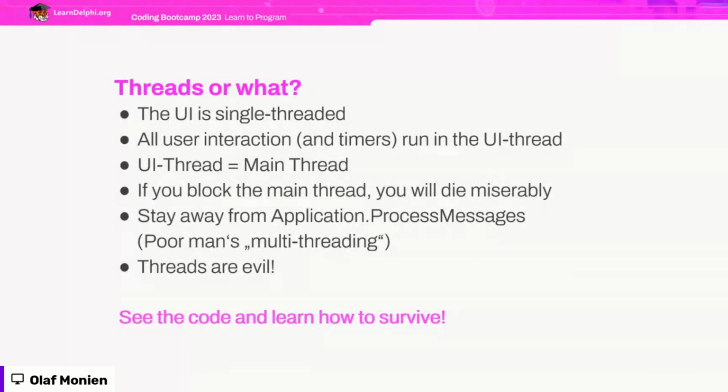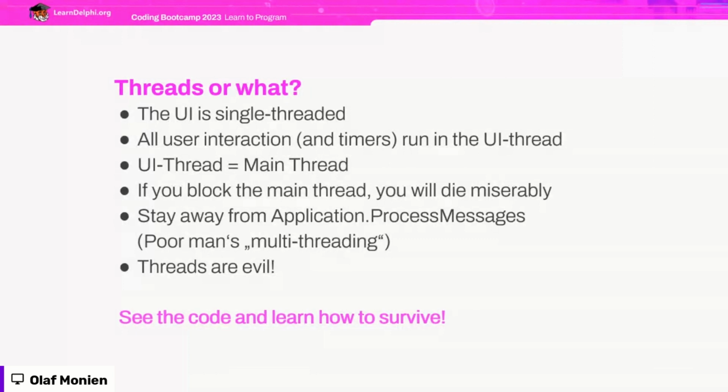So what to do? Sometimes when you browse the internet and look for solutions to that, you will find advice to use Application.ProcessMessages at a certain point. For example, you have an on-click event, you're going through a loop doing something like 100 times, and every 10 times you call Application.ProcessMessages. Well, stay away from that. This is like poor man's multi-threading. It's still everything in the main thread.